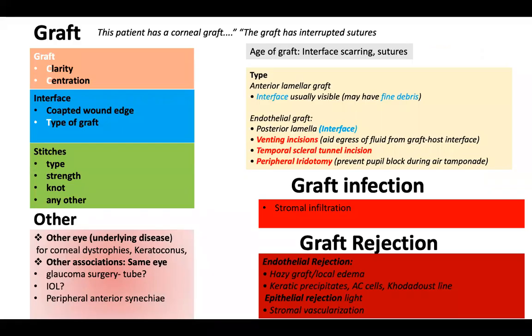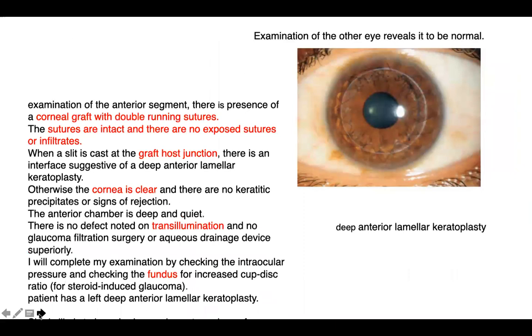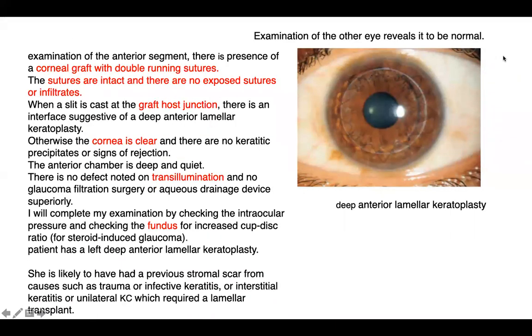Okay. So we cannot find any of these. We cannot find the vending incision. We cannot see the scleral tunnel incision. We cannot see the peripheral iridotomy. So we cannot see the interface by slit lamp, so we cannot judge the type of the graft, right? And clear central coapted wound stitches we commented already. Okay. So this one is deep lamellar keratoplasty.